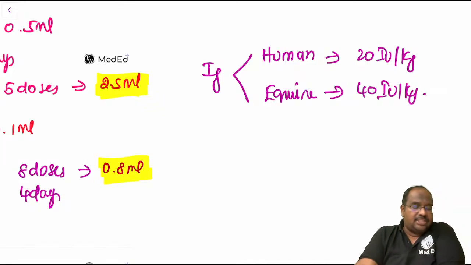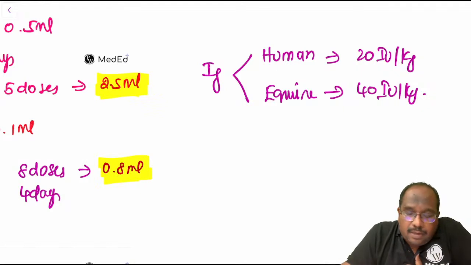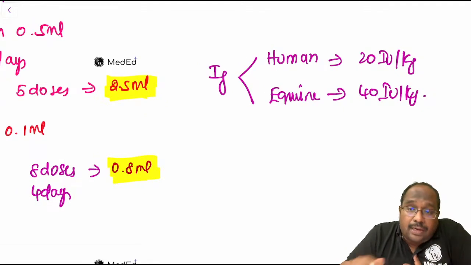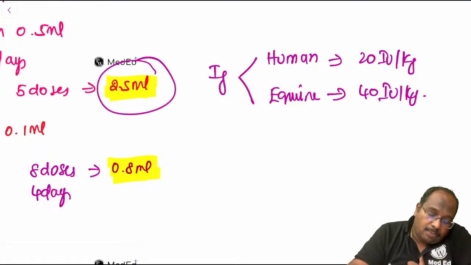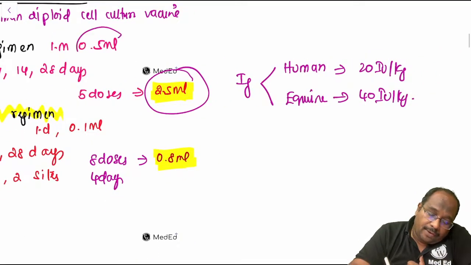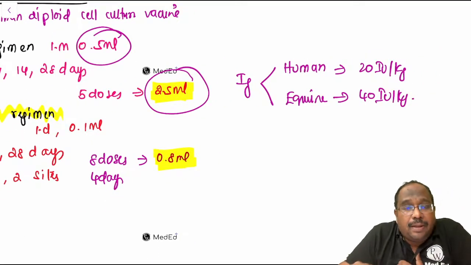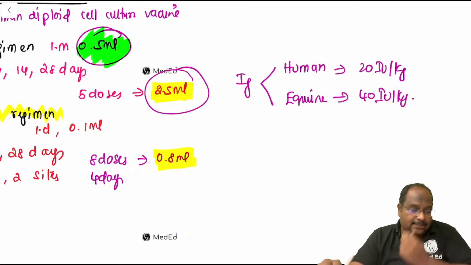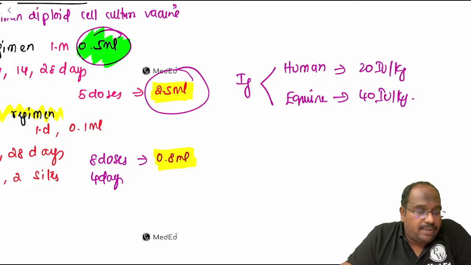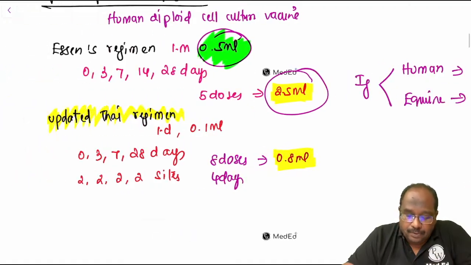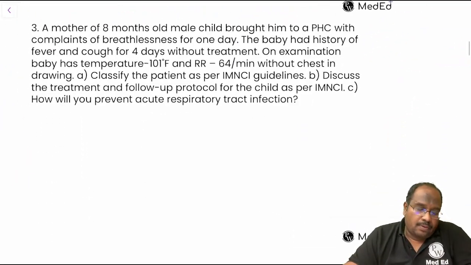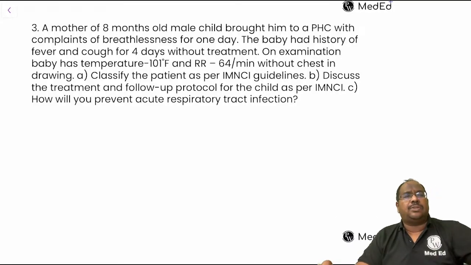Essen regimen is 0.5 ml per dose, but the total dose is 2.5 ml for 5 doses. The number of doses is higher. So hope this is clear. We'll go to the next question.